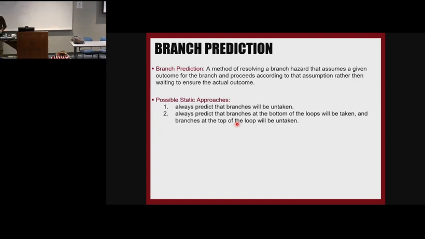So we have static approaches for branch prediction. Static approaches is something like this. Always predict the branches will be untaken. Always predict that this will be taken. It's a static approach. We can make it a little bit more intelligent. We can say always predict the branches at the bottom of the loops will be taken, and predict the branches at the top of the loop will be untaken. The branches at the top of the loop will not be taken. The branches at the bottom of the loop will be taken.